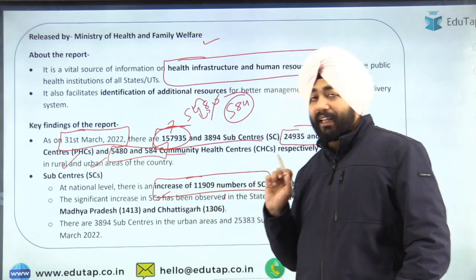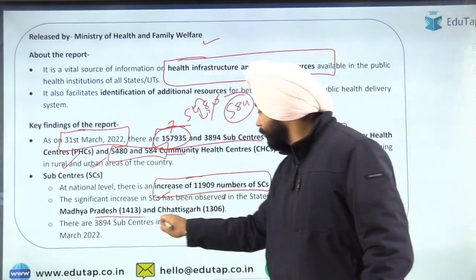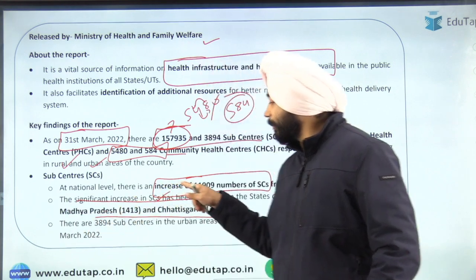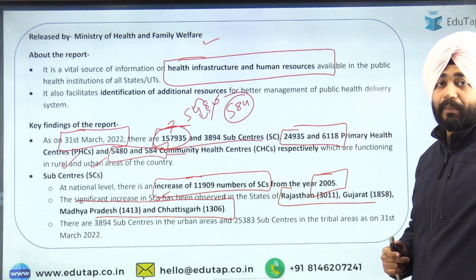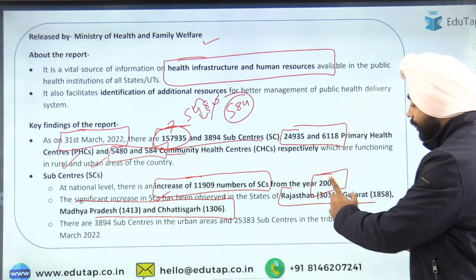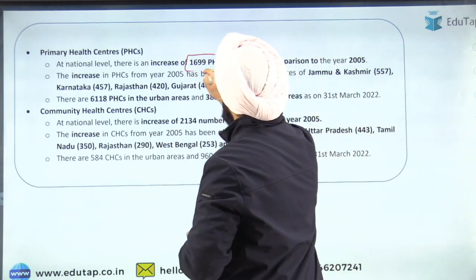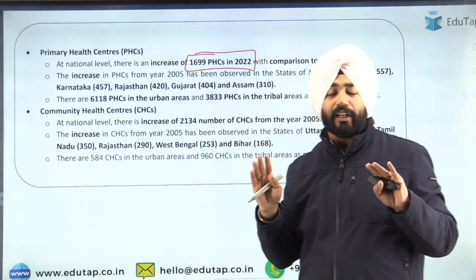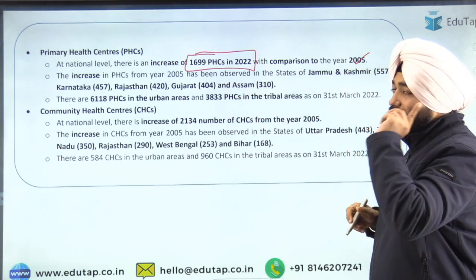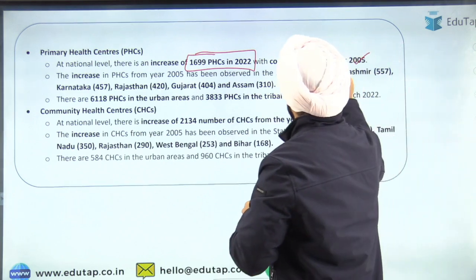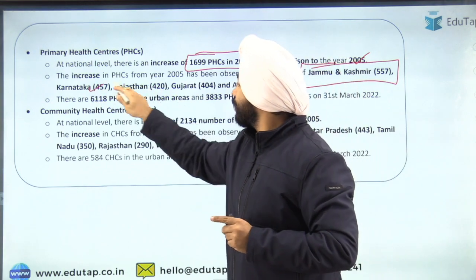Significant increase has been shown in the states of Rajasthan, Gujarat, Madhya Pradesh and Chhattisgarh. So this is the prime thing that we need to remember in terms of sub centers. The state where maximum increase has been observed in sub centers is Rajasthan. Then in primary health centers, there is an increase of 1,699, around 1,700 primary health centers, from the year 2005. Maximum increase has been witnessed in the state of Jammu and Kashmir, followed by Karnataka, Rajasthan and Gujarat.